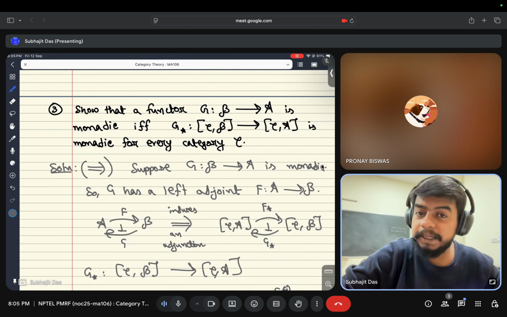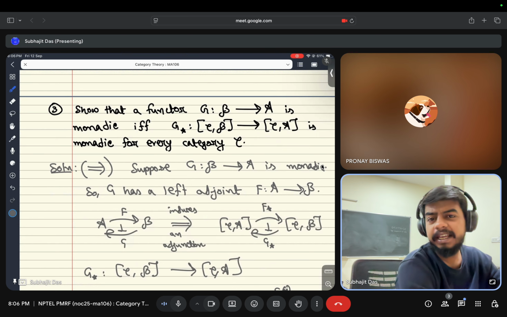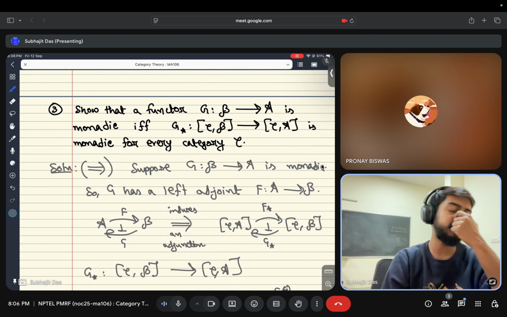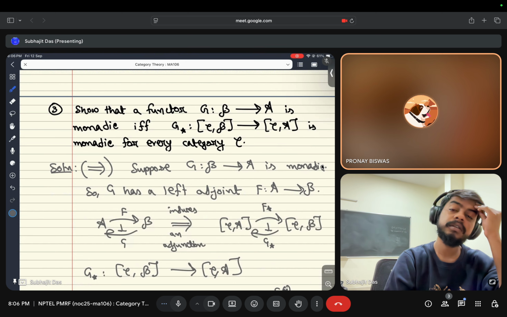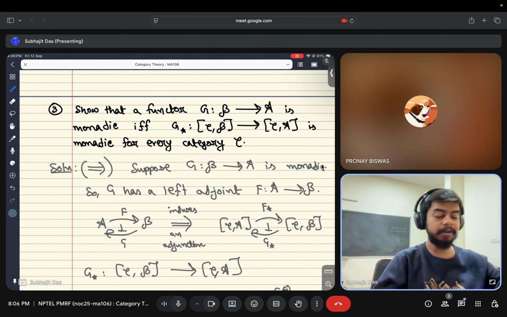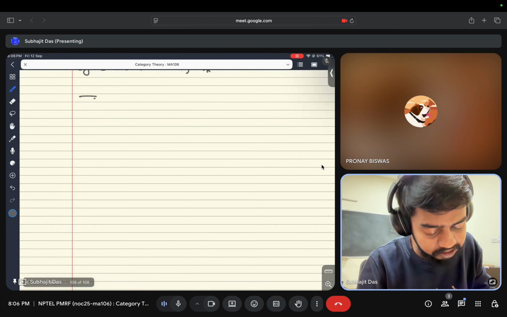If you take C to be equal to B, will that do something? Because that is just the category of endofunctors on B, right? So tell me, let's go with our intuition right now. We want to prove this direction.